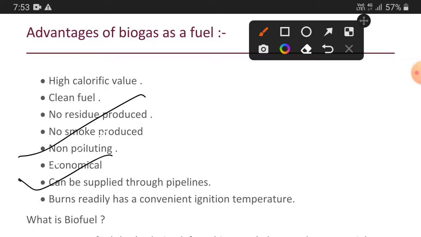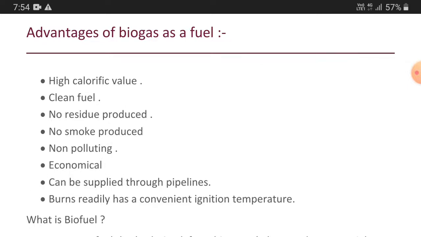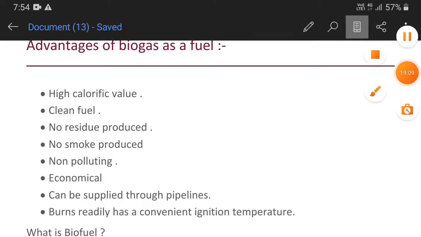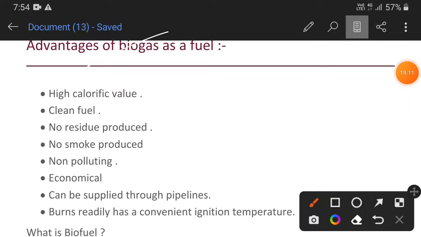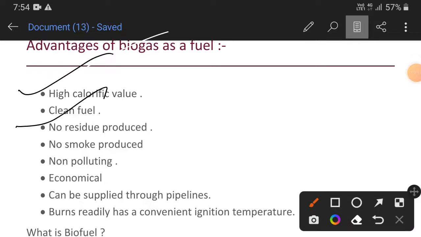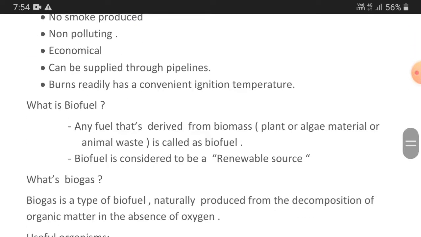I have discussed about burn readily and has a convenient ignition temperature. So the component is methane, so it will obviously burn readily, right? So high calorific value, clean fuel, no residue produced, no smoke produced, non-polluting, economical, can be supplied through pipeline and burns readily and has a convenient ignition temperature.